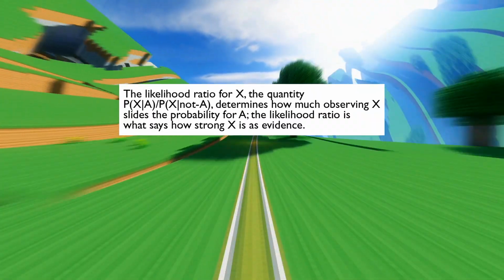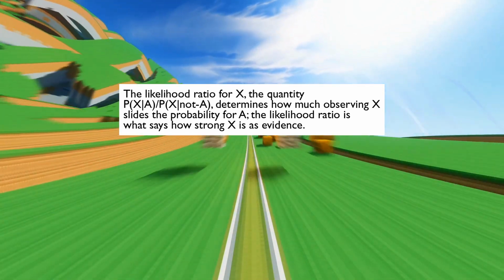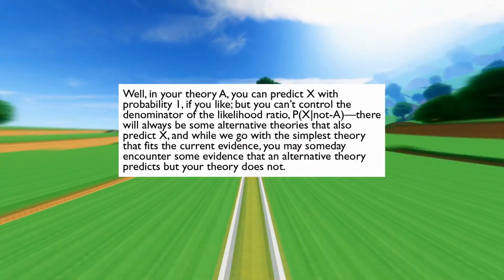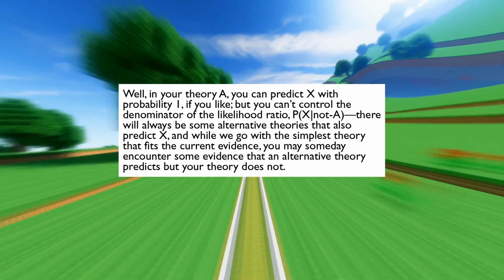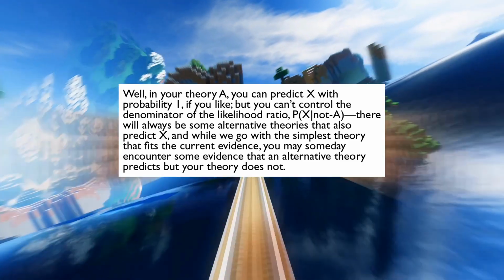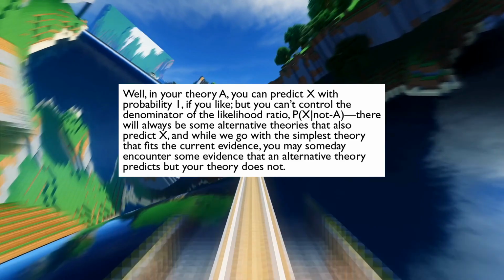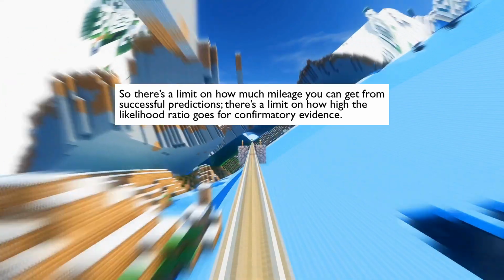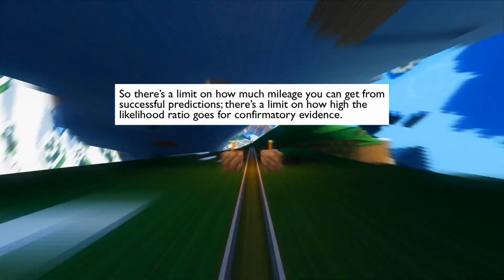The likelihood ratio for X, the quantity P(X|A) over P(X|not A), determines how much observing X slides the probability for A. The likelihood ratio is what says how strong X is as evidence. Well, in your theory A, you can predict X with probability 1, if you like, but you can't control the denominator of the likelihood ratio, P(X|not A). There will always be some alternative theories that also predict X, and while we go with the simplest theory that fits the current evidence, you may someday encounter some evidence that an alternative theory predicts but your theory does not. That's the hidden gotcha that toppled Newton's theory of gravity. So there's a limit on how much mileage you can get from successful predictions. There's a limit on how high the likelihood ratio goes for confirmatory evidence.